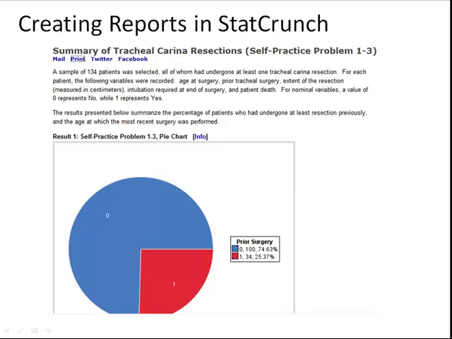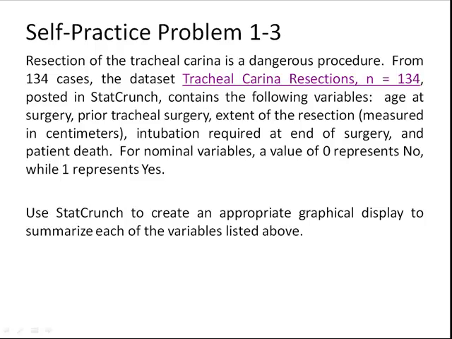So for this particular report, we're going to deal with the self-practice problem 1-3 that was in your Chapter 1 notes. So the self-practice problem dealt with 134 cases that had undergone tracheal resections. So there were a variety of variables that were recorded, some that were interval ratio in nature and others that were nominal. And what we'd like to do is to use StatCrunch to create an appropriate graphical display to summarize each of the variables that are in the dataset.